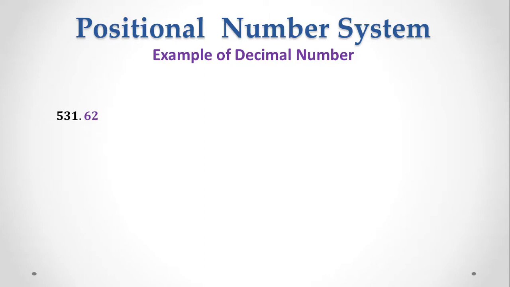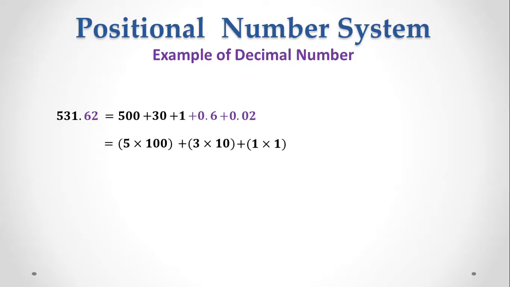In a positional number system, the weight factor is totally determined by the location of the symbol within the number. Let's take an example: 531.62 can also be expressed as 500 plus 30 plus 1 plus 0.6 plus 0.02. The fraction parts are changed with colors so that we can differentiate between the integer part and the fraction part. Each of the symbols 5, 3, 1, 6, and 2 by itself denotes an integer quantity. The 5 is weighted by the quantity 100, 3 is weighted by 10, 1 is weighted by 1, 6 is weighted by 0.1, and 2 is weighted by 0.01.